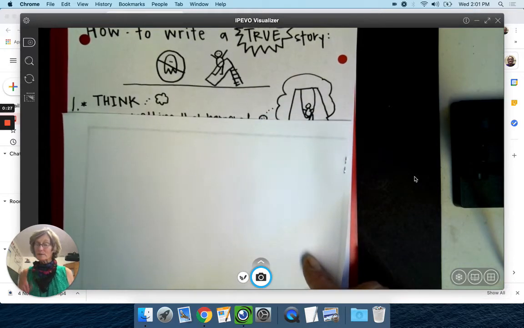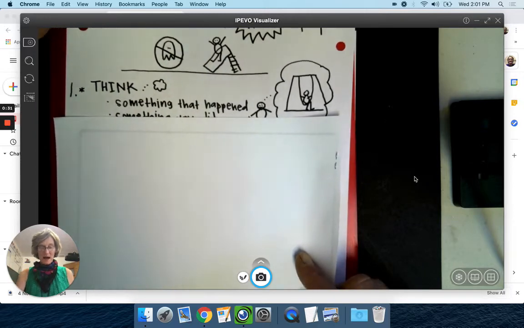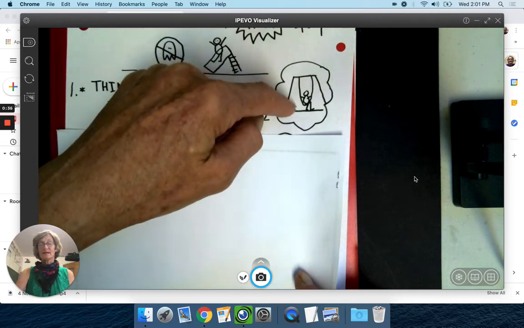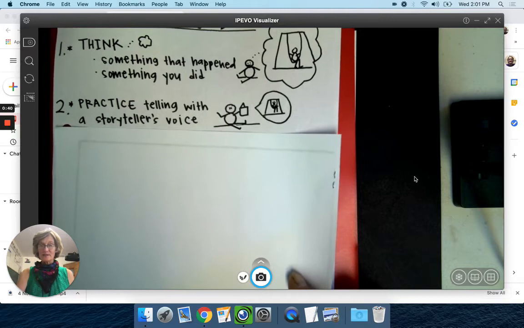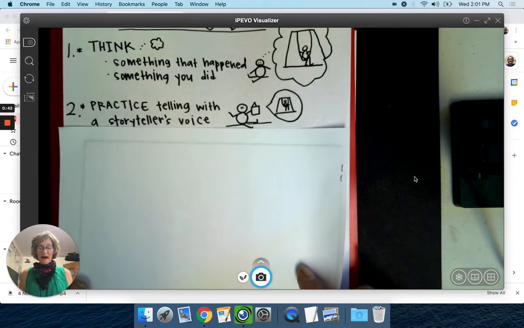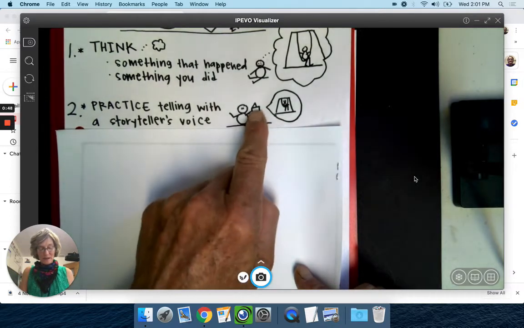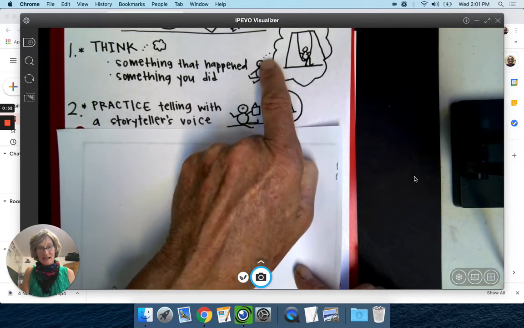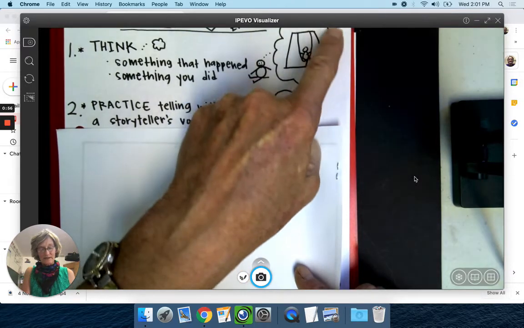So number one we did already. Think about something that happened. There's the thinking bubble, or something you did. You did that last time. And then you did number two also. Practice telling with a storyteller voice. So there's a regular speech bubble where you're actually telling. The dots make it a thinking bubble, kind of like a thinking cloud.